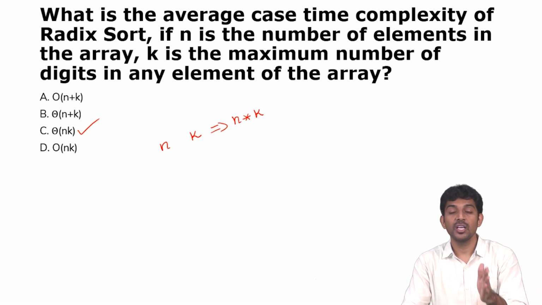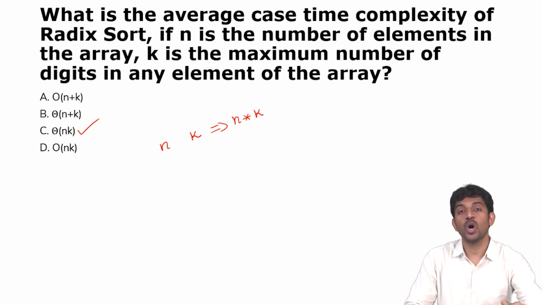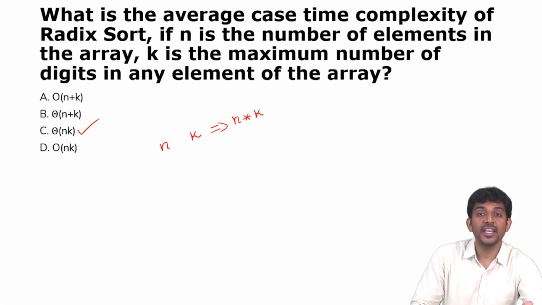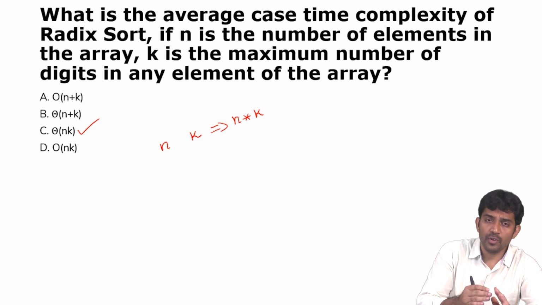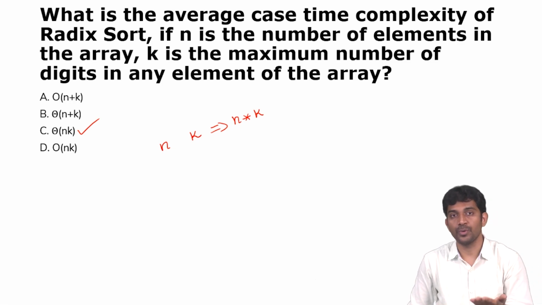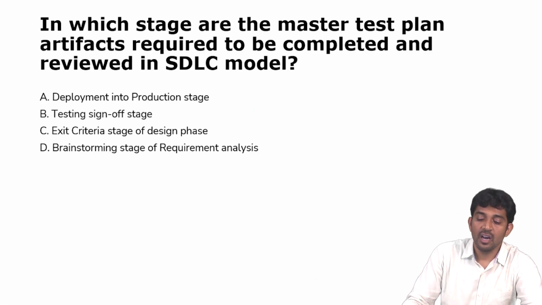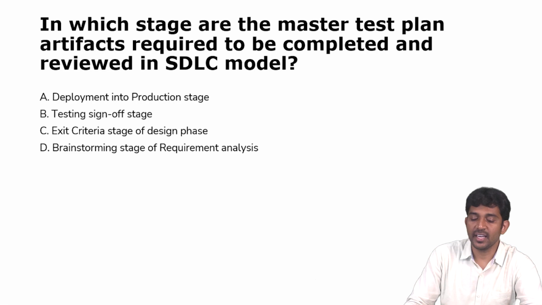Coming to the binary search, the best and average case is n log n, and the worst case is also n log n. But the problem is, if you want to do the binary search, the data should be in sorted order, right? This is the reason. So don't analyze the algorithm. Try to remember the time complexities for the short time, to reduce the time to analyze the algorithm.